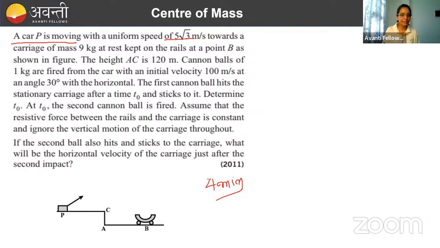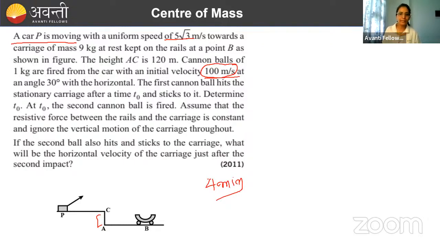Then the height AC given is 120 meter. Cannonballs of 1 kg are fired from the car at an angle of 30 degree with the horizontal. The first is with a speed of 100 meter per second. Mark the speed here: this speed is not given with respect to car P. It is simply written that its speed is 100 meter per second, which means its speed is given with respect to ground only.